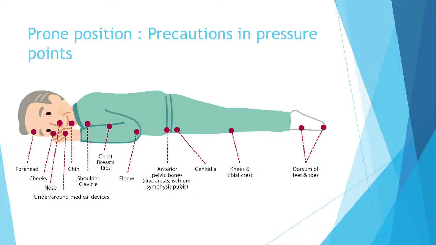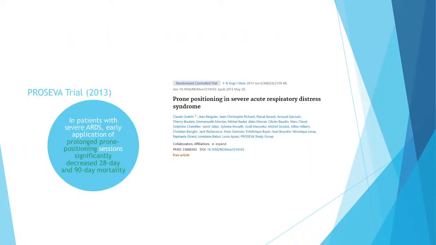This proper nursing care should be given because we are recommending a prolonged prone position for more than 16 hours. So you should keep in mind all these pressure points before keeping the patient in prone position. This is the major trial, the PROSEVA trial.